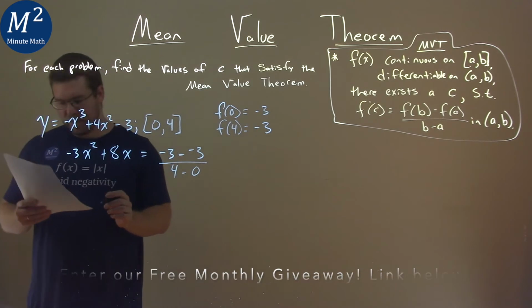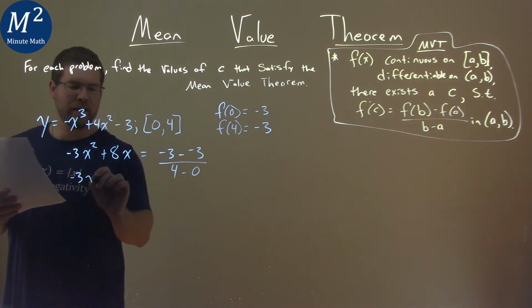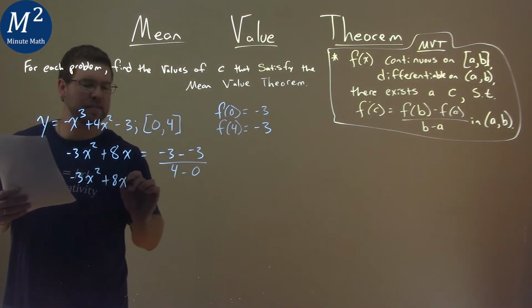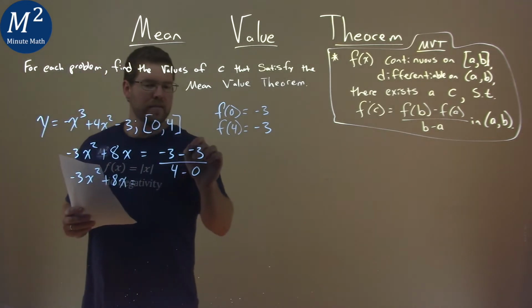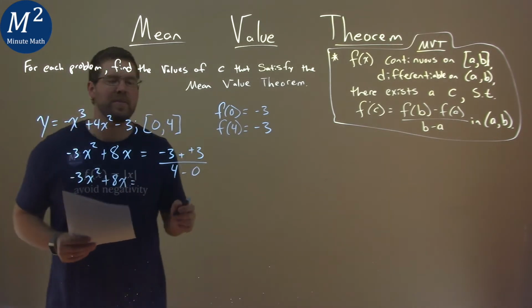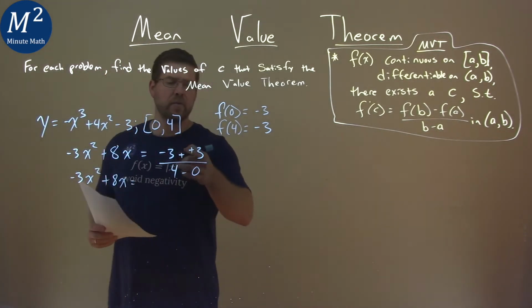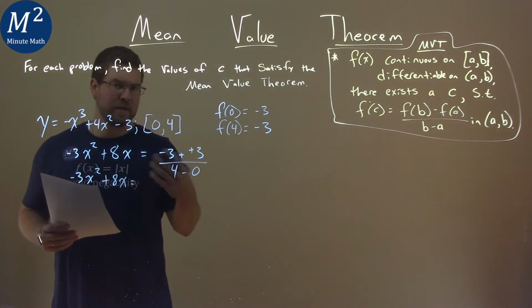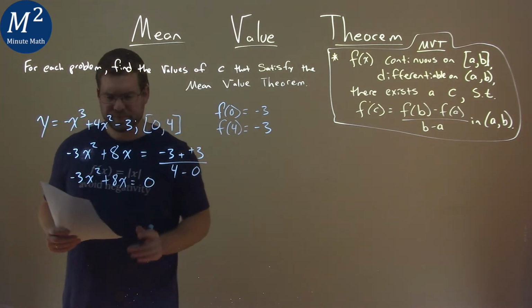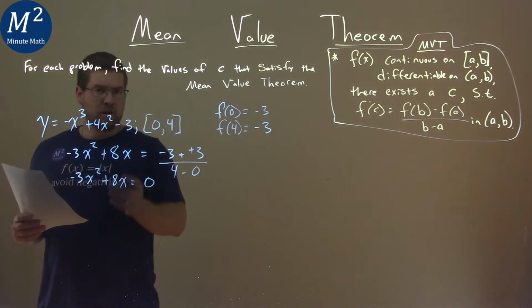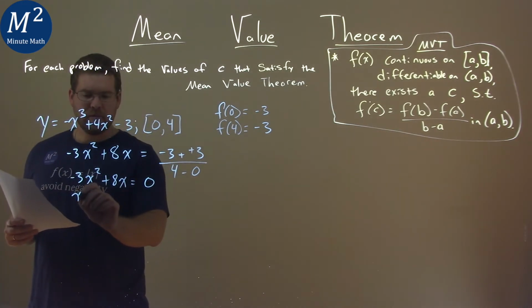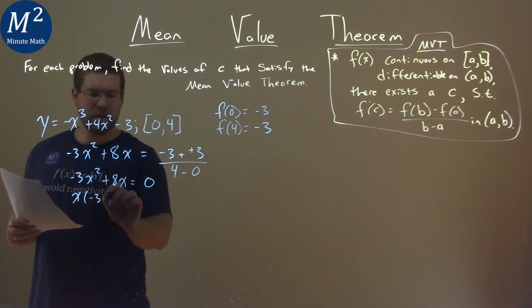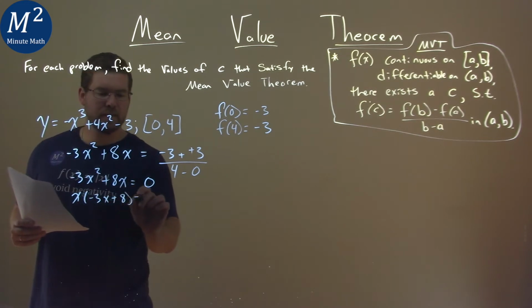Let's go simplify this out here. We have negative 3x squared plus 8x, and minus a negative 3 is plus a positive 3, but then we get a 0, right? Negative 3 plus 3 is 0, divided by anything is 0, so we have 0 here. Well, we want to solve for x, so if we pull out an x here, we have x times negative 3x plus 8 equals 0.